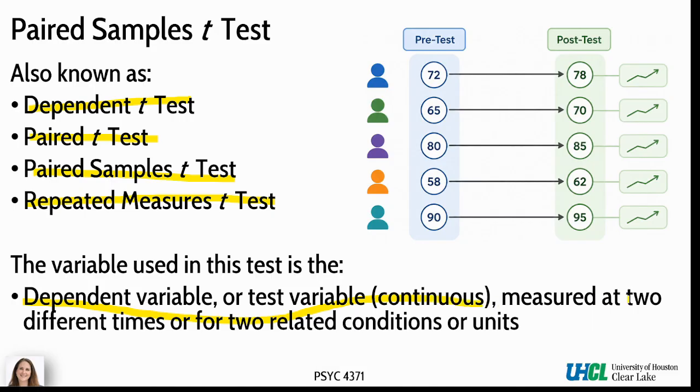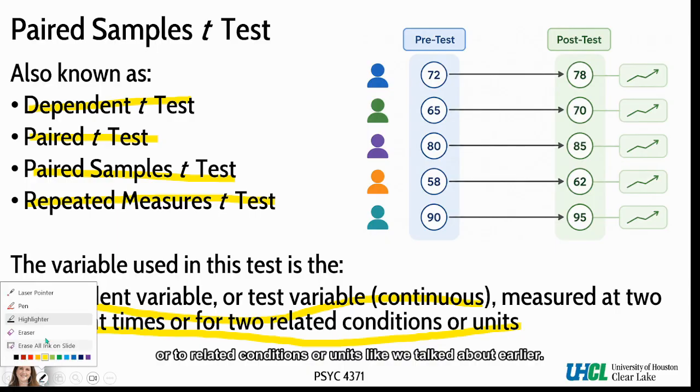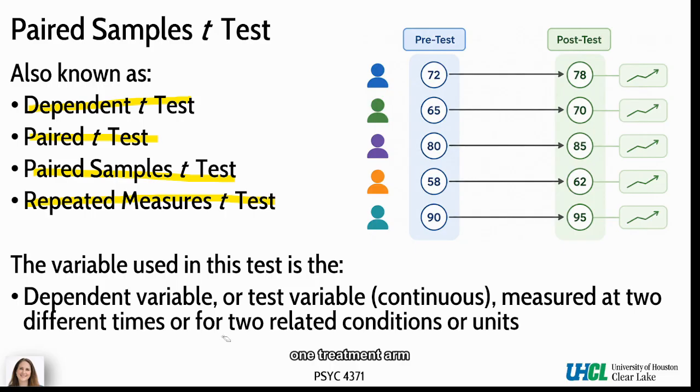And the variables that you use in this test are a dependent variable and a test variable that are continuous, and they're measured at 2 different times or 2 related conditions or units, like we had talked about earlier, like treatment and then a control condition.